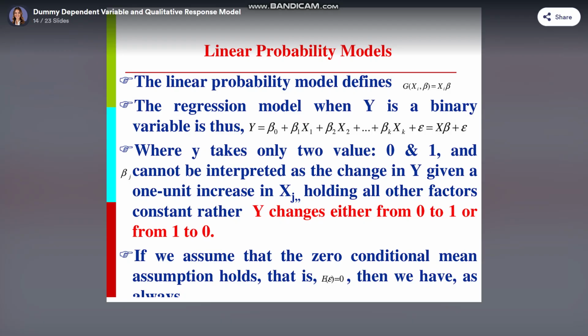In the linear probability model, the response probability function g is defined as a linear combination of the independent variables and parameters. The regression equation expresses the binary dependent variable as a sum of these terms plus an error term. Since the dependent variable is binary, the parameters don't represent marginal changes in the usual sense, but indicate shifts between 0 and 1.